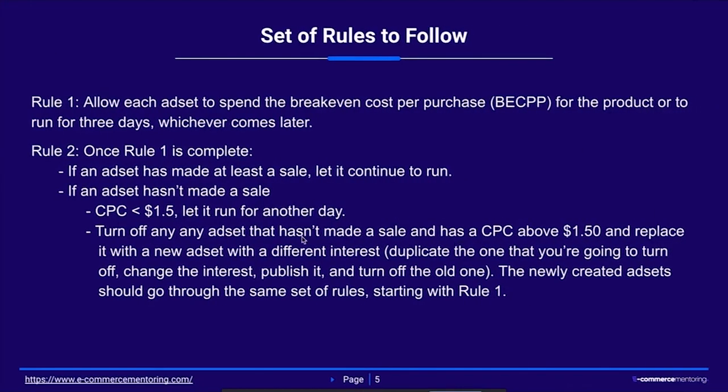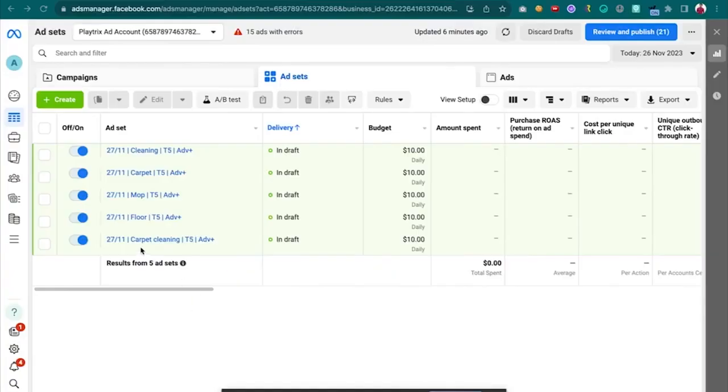Okay, what we will do in that case, turn off any ad set that hasn't made a sale and has a CPC above 1.5 and replace it with a new ad set with a different interest. Okay, duplicate the one that you are going to turn off, change the interest, publish it, and turn off the old one. So for example, carpet cleaning is the ad set that has not given us any sale and its CPC is above 1.5. So what we will do is we have to replace this particular interest and we have to try a new interest.